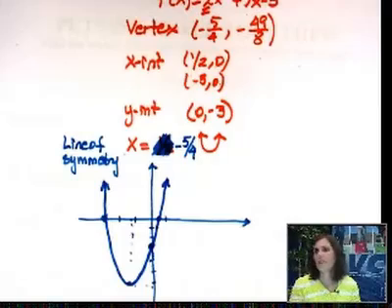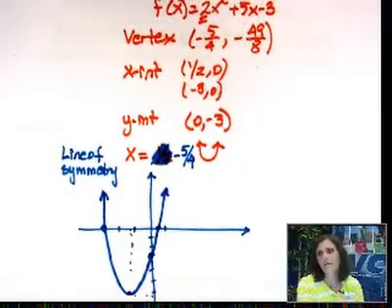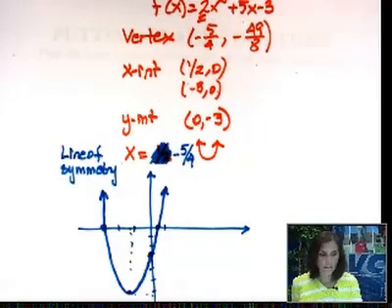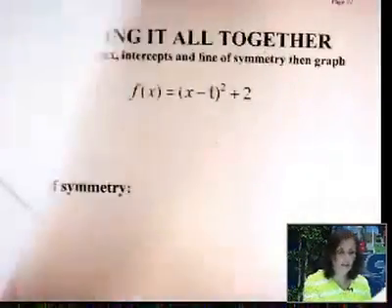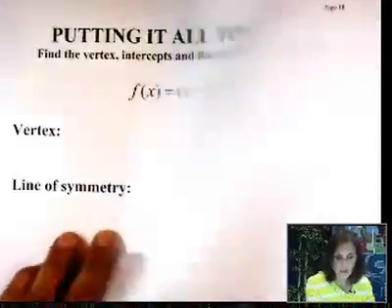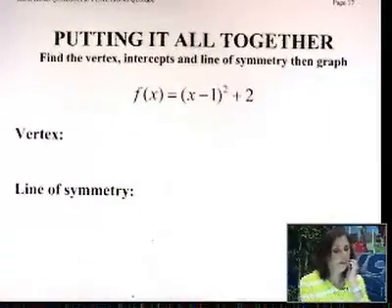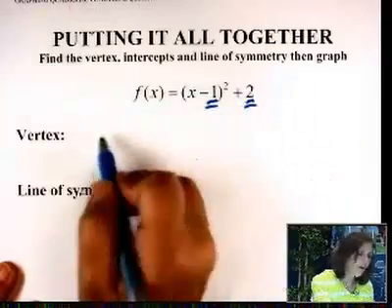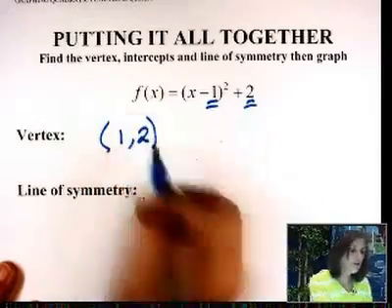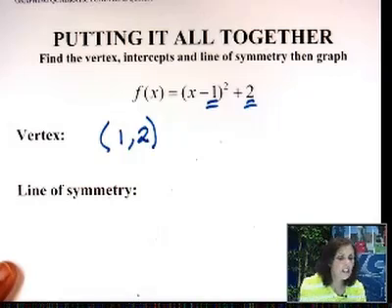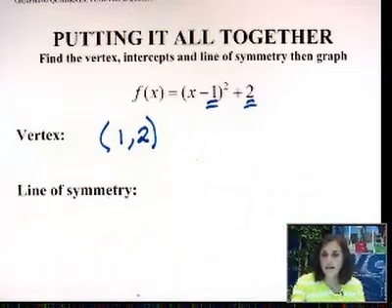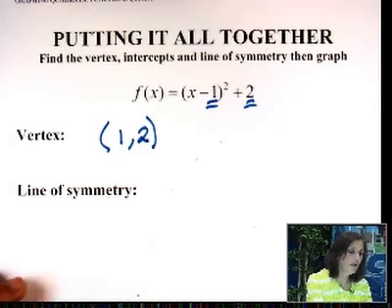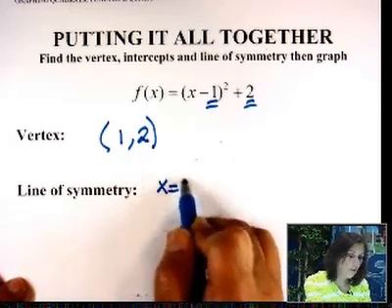Here we go. Here's my parabola. You don't need all these to actually draw it. But let's do the same thing with the vertex form. Vertex is going to go through here. So that one is a little easier. I just look at it. Line of symmetry, that's my x-coordinate of my vertex. And that is going to be x equals 1.